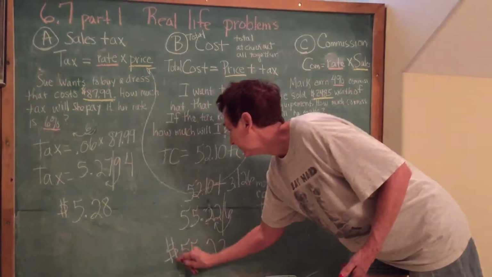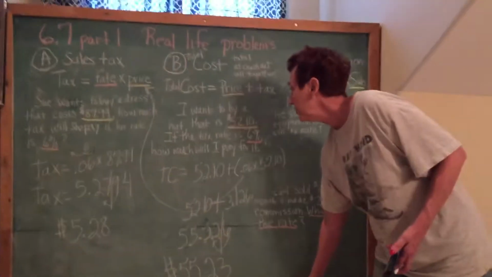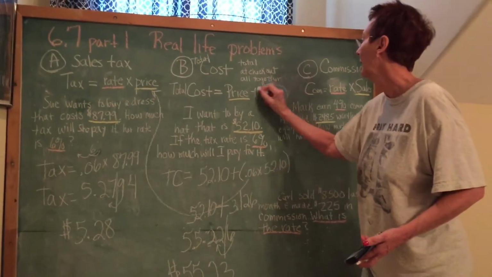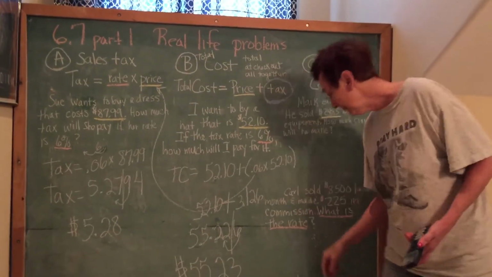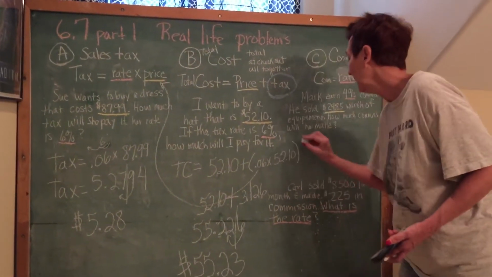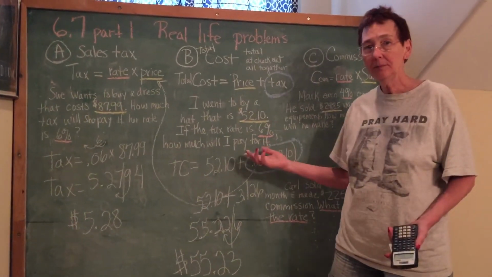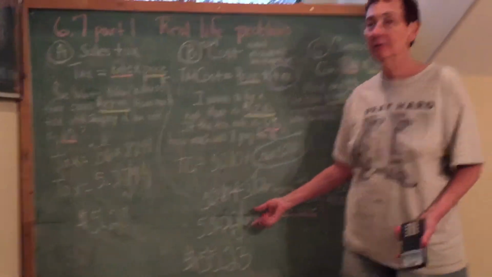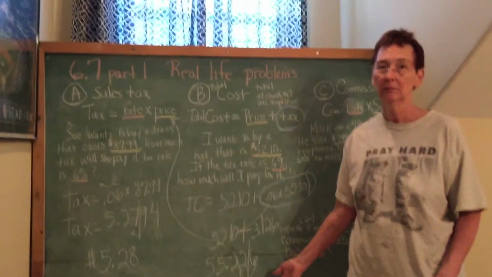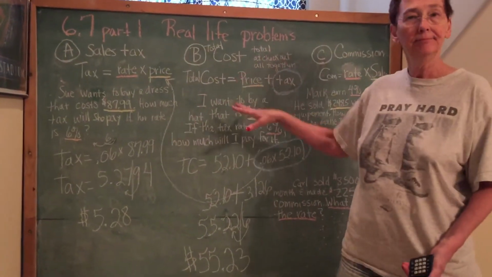55.23. Okay, so when you're doing this one, I want you to understand that you have to find your taxes. And so that means you're going to be doing kind of a little mini problem within the problem. So do that little mini problem and then don't round until the very end. Okay? All right. So that's taxes and buying stuff.